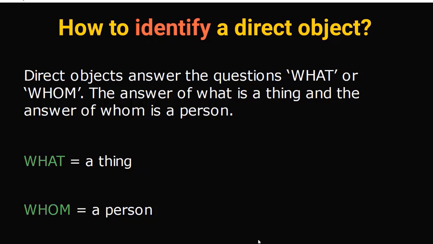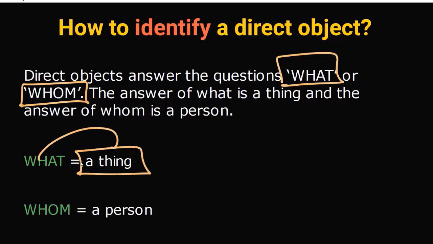Now, the question is how to identify a direct object. See, guys, it's very simple. All you have to do is ask what or whom. All you have to do is ask the question what or whom to the verb. The answer to the question is your direct object, right? The answer of the question what is going to be a thing, non-living thing, and the answer of the question whom or who, it can be who or whom, is going to be a person, right? Let's identify direct objects in some sentences.